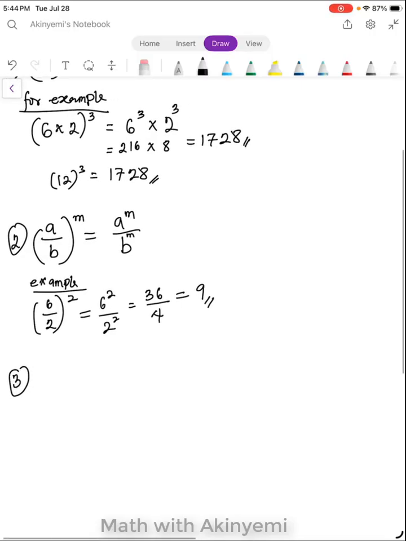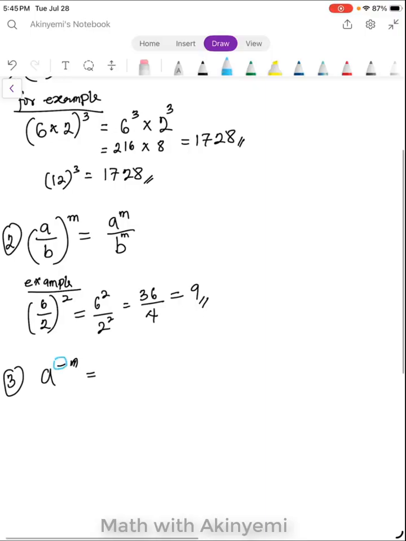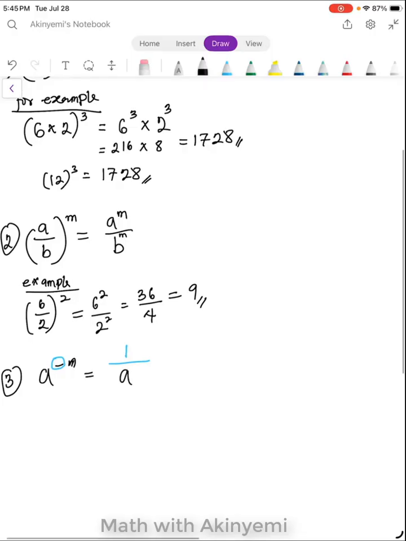So if we have something like a raised to power minus n, this minus means all over. So this is saying 1 all over a raised to power n. For example, let's say we have 7 raised to power minus 2. It's the same thing. This minus is 1 all over. So it's going to be 1 all over 7 squared, which is 49.